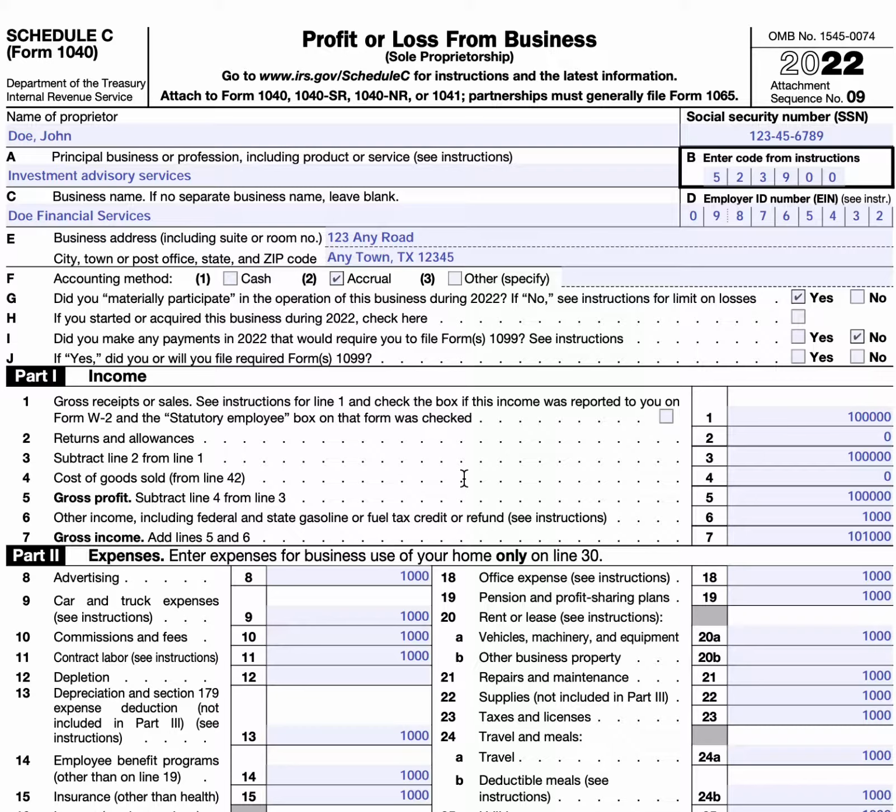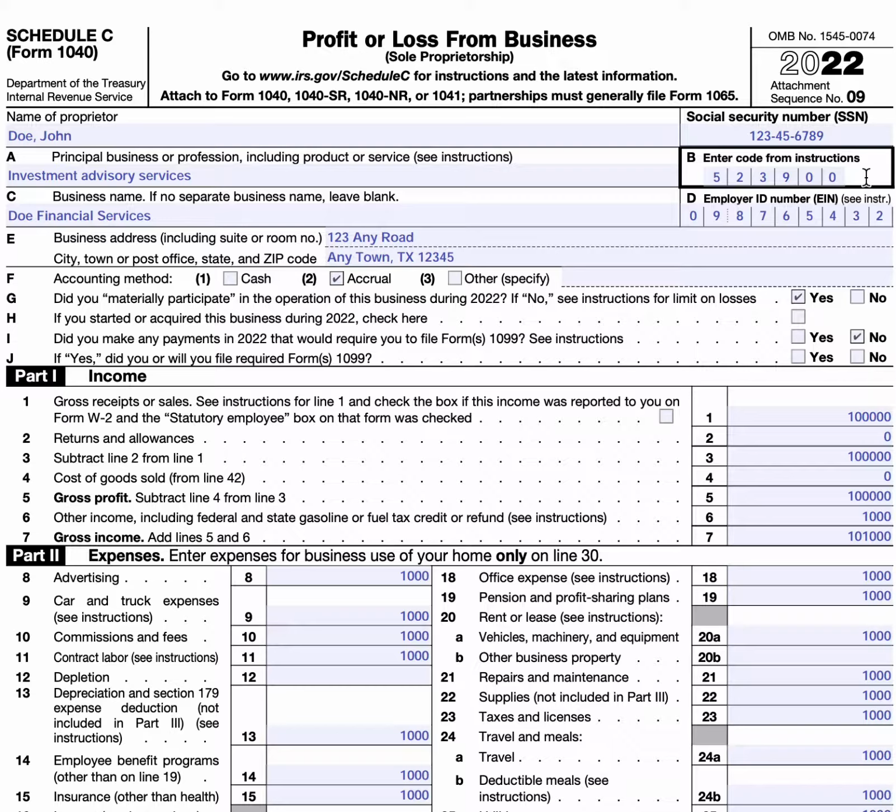So let's go to the line-by-line instructions. At the top of the form, we've entered our hero's name, John Doe, and his social security number. In line A, we've entered his principal business or profession. At the end of the form instructions for Schedule C, you'll see a very long list. It's about a 2-page list in very fine print with a variety of different businesses and professions that are classified by the federal government. So I selected investment advisory services, and the applicable code from the form instructions happens to be this number right here that I've entered in the box.